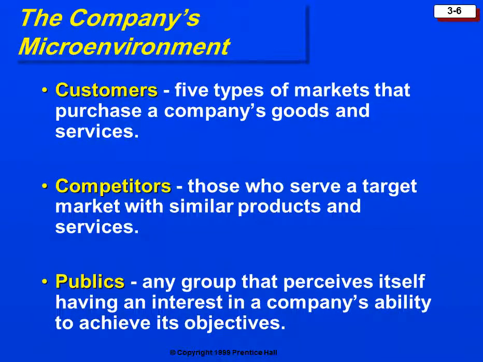The company's microenvironment also includes customers, the five types of customers that purchase a company's goods and services. These five types of customers we will take up later in this chapter. And competitors, those who serve a target market with similar products and services. And publics, any group that perceives itself as having an interest in a company's ability to achieve its objectives.